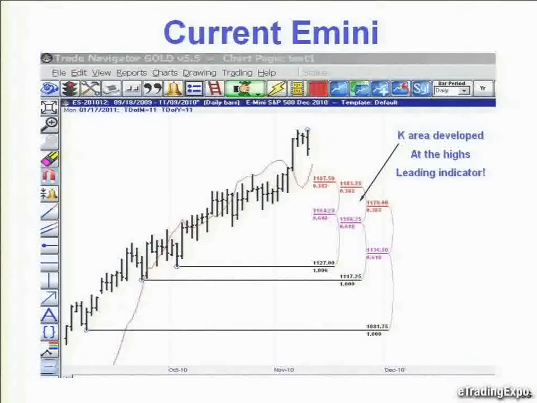This is a daily chart, I believe. Daily. Is it a daily? Daily. Okay, it's a daily chart.